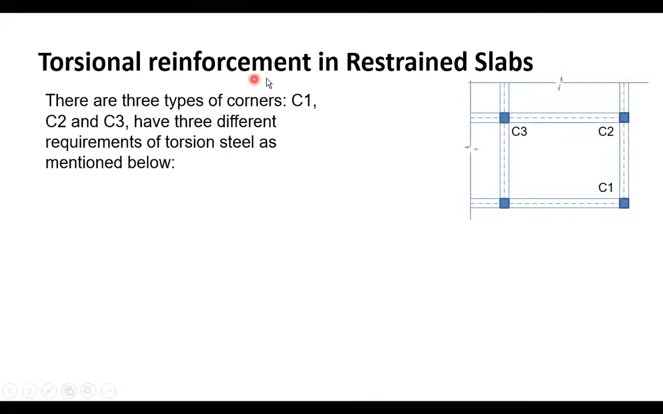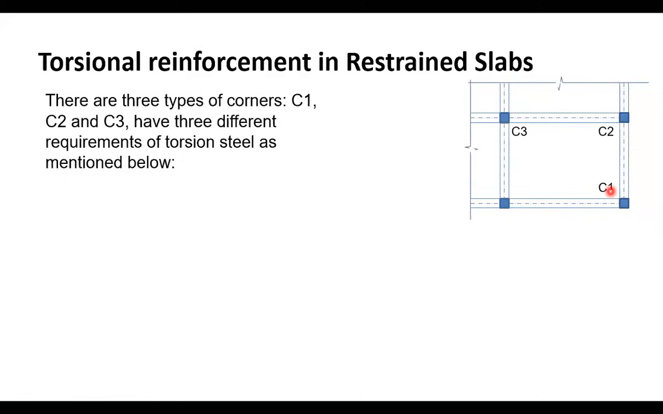How about torsional reinforcement in restrained slabs? As I told you at the beginning of this video, in the restrained slabs, the corners want to go up, to lift up, but because of the continuity between the slab and the beams, they are restrained. They cannot go up, and you will have some torsional stresses at these corners. These torsional stresses will require some additional reinforcement to resist these torsional moments.